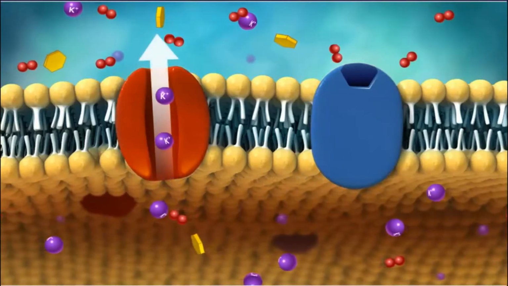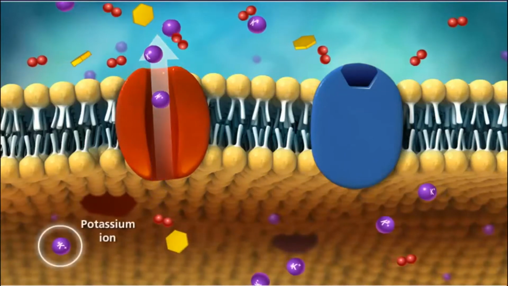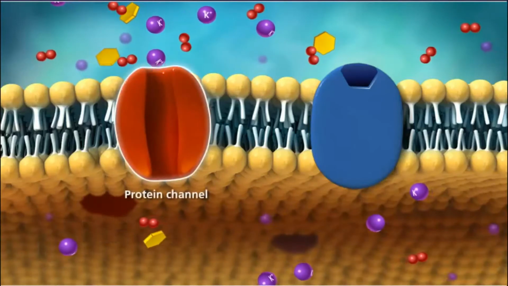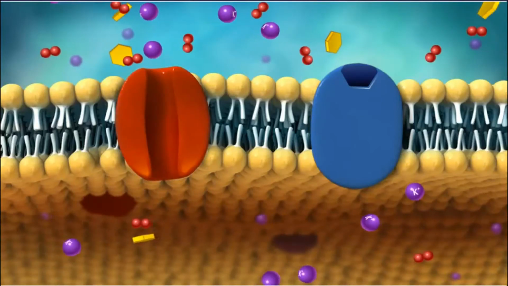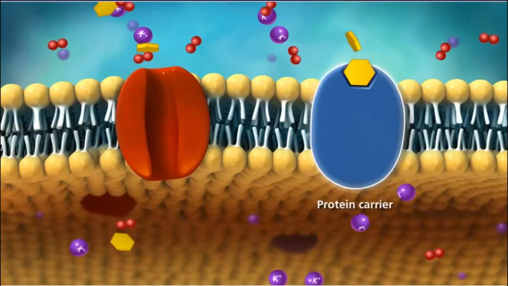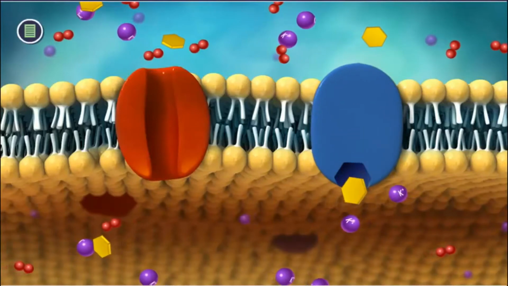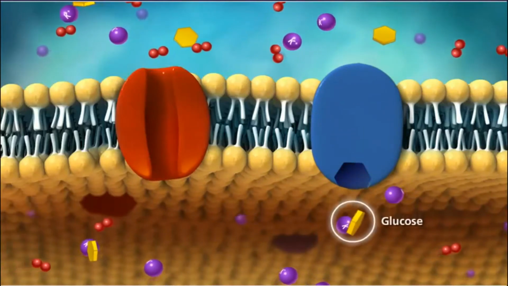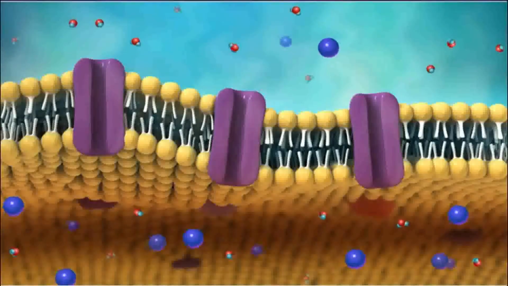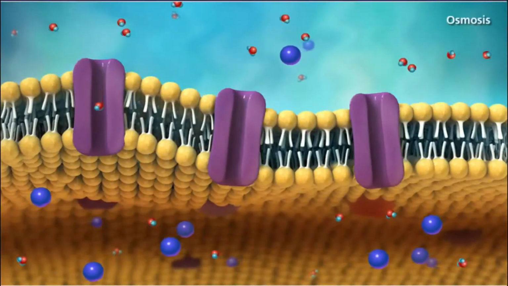Through facilitated diffusion, larger molecules, polar molecules, and charged ions use channel proteins embedded in the bilayer. The transport of other substances requires a special carrier that will bind the substance on one side of the membrane, which triggers a conformation change in the protein carrier, causing it to release the substance on the other side. When the substance being moved across the membrane is water, the process is called osmosis.